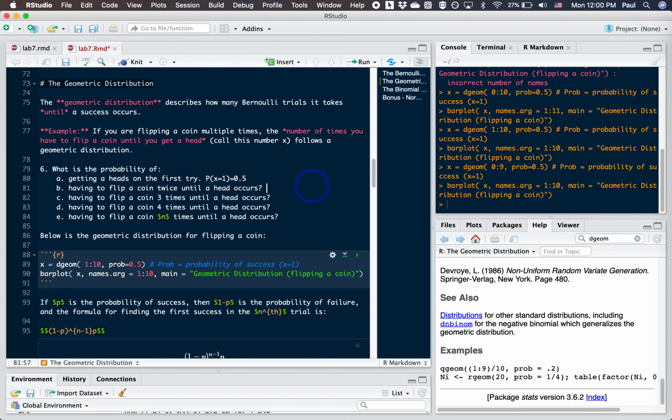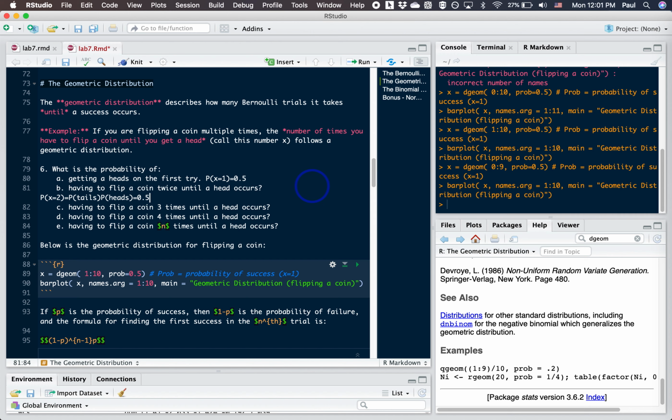So the probability of getting a heads on the second try, flipping a coin twice and getting a heads, would be when x is 2. We can calculate that by looking at the probability of tails first, and then the probability of heads. The probability of tails is 0.5, and the probability of heads is also 0.5. I'm going to copy this, see if we can reuse our work.